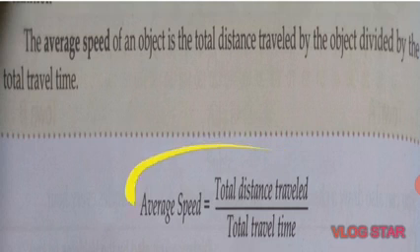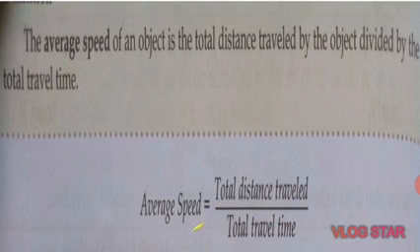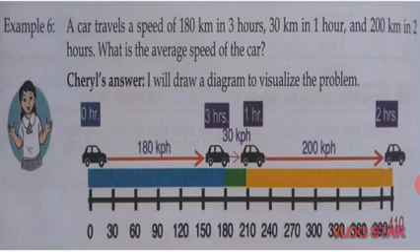So this is the formula. Average speed is equal to total distance traveled divided by the total travel time. So for us to use this formula, let's take a look at this problem. A car travels at a speed of 180 km per hour in 3 hours, 30 km in 1 hour, and 200 km in 2 hours. What is the average speed of the car?